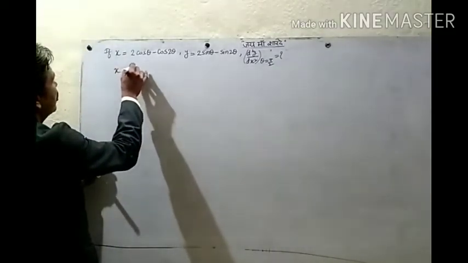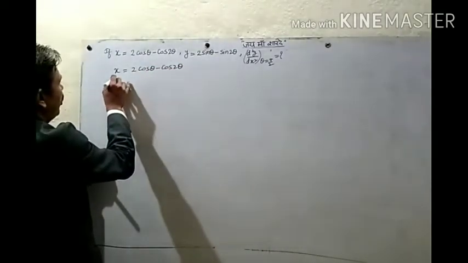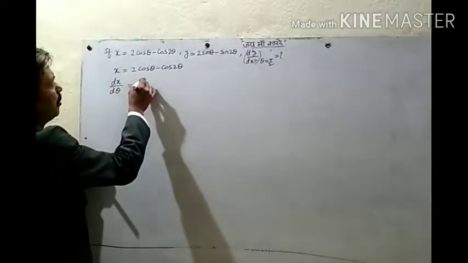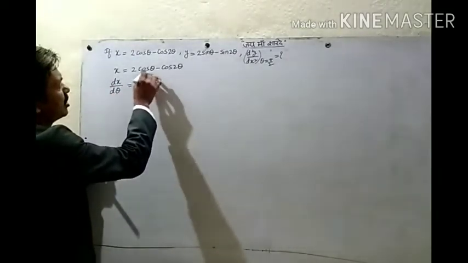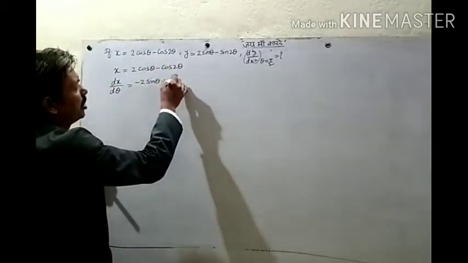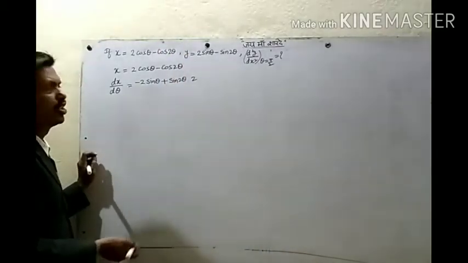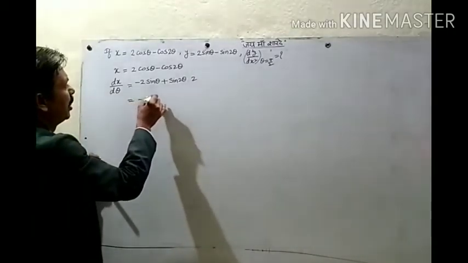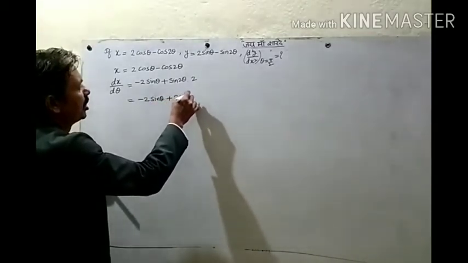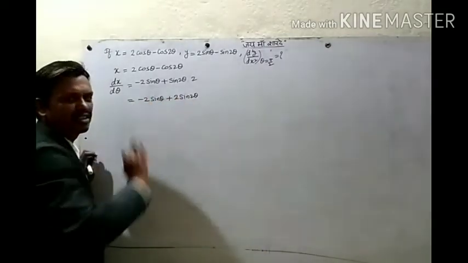So x is 2 cos theta minus cos 2 theta. Differentiating with respect to theta, we get dx by d theta, that is minus 2 sin theta. Derivative of cos theta is minus sin. Derivative of cos 2 theta is minus sin 2 theta, so it becomes plus sin 2 theta, and 2 theta again differentiate, then we get 2. So dx by d theta is minus 2 sin theta plus 2 sin 2 theta. Now we can write it as it is. If we need, we can expand sin 2 theta also.